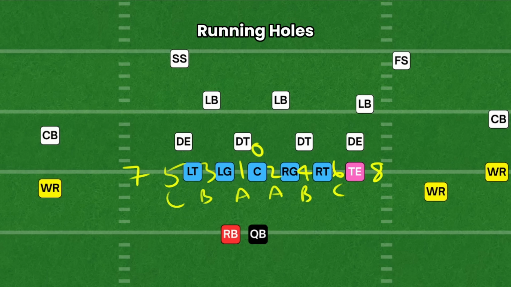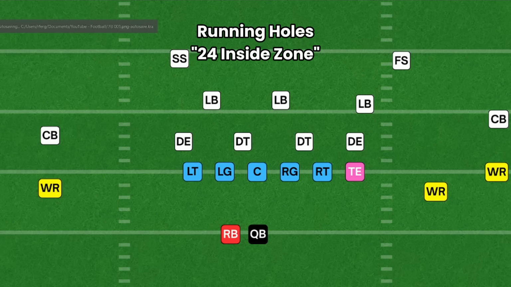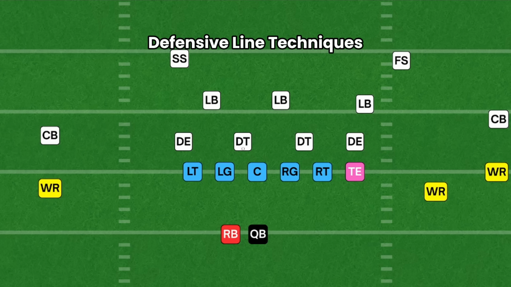When coaches call the play 24 inside zone, they're telling the running back, whose ball carrier number is 2, to attack the 4 hole with an inside zone blocking scheme, giving everyone on offense the exact same picture of where the ball is going. Defensive line techniques describe where defenders position themselves to control gaps and challenge blocking schemes.